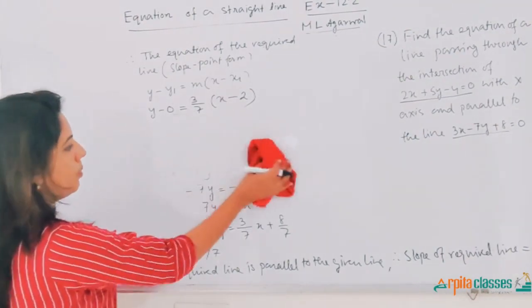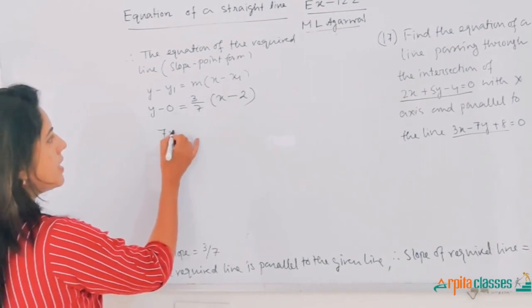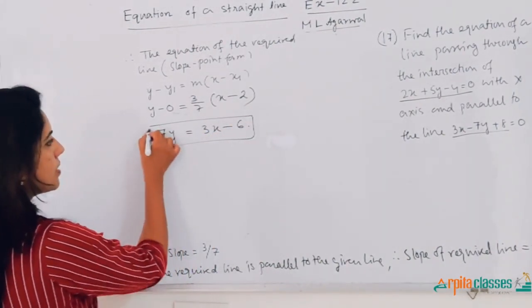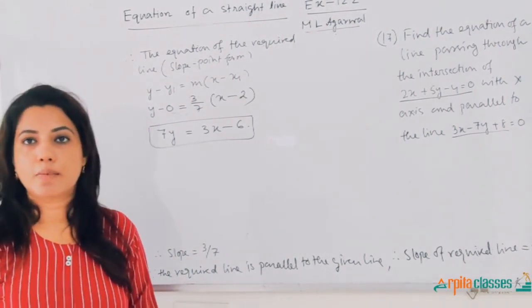Now I am rubbing this whole part and we have to calculate. Get 7 this side. 7y is equal to 3x minus 6. You can keep this answer this way. The equation of the required line is 7y is equal to 3x minus 6.